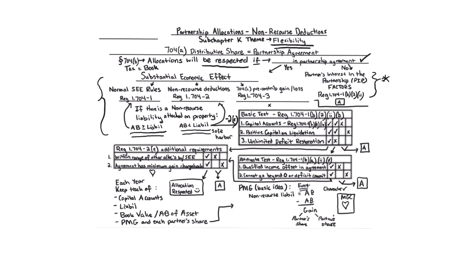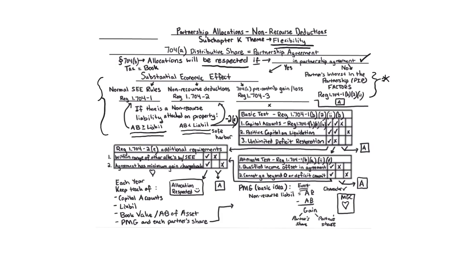So we want to avoid at all costs the partner's interest in the partnership rules, the factors test under Reg 1.704-1(b)(3)(ii), which can apply both to the normal SCE rules and the non-recourse deduction rules. So we want to avoid that. How do we avoid that? The safe harbor is found in Reg 1.704-2(e). The first thing the safe harbor establishes is that you have to meet either the basic test or the alternative test.